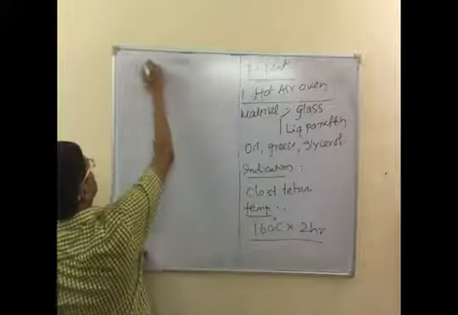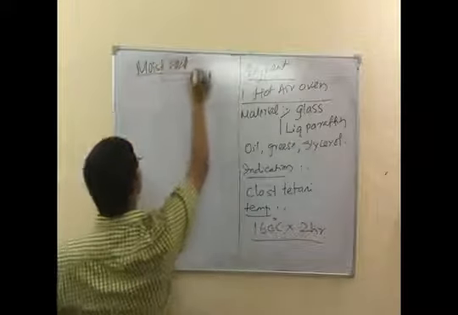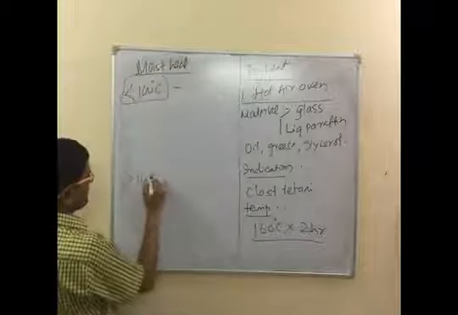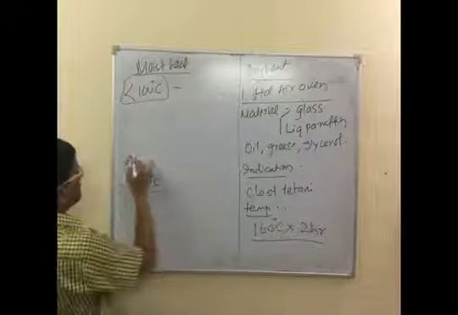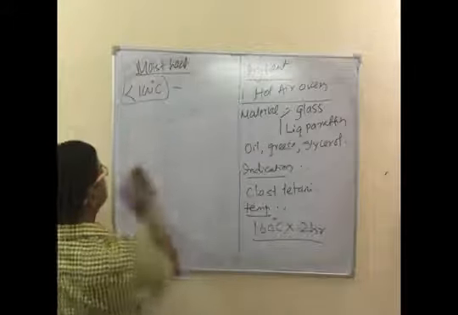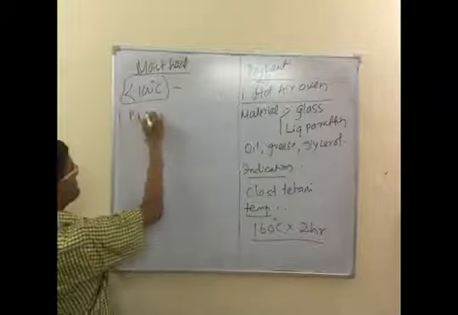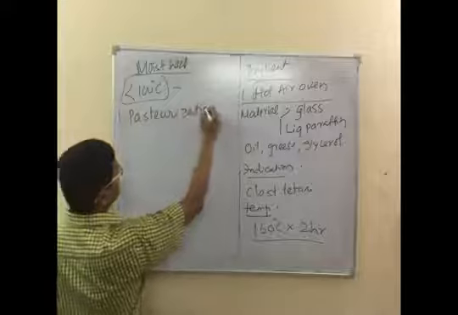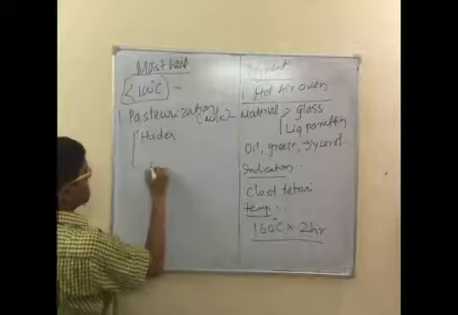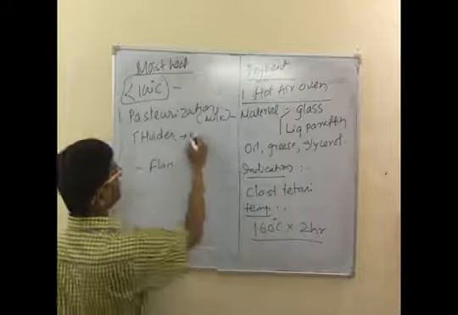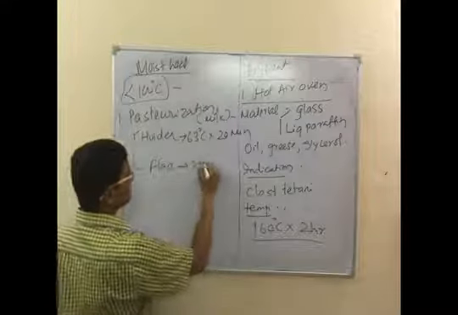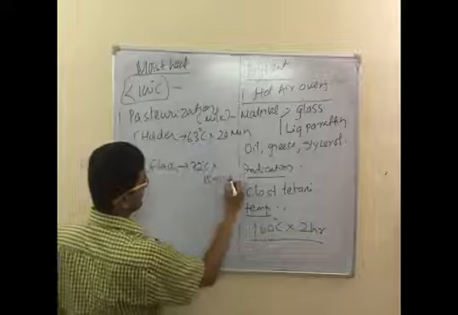Coming to various methods of moist heat. Moist heat could be at less than 100 degrees centigrade, at 100 degrees centigrade, and more than 100 degrees centigrade. Okay? Less than 100 degrees centigrade, the various methods are, first, pasteurization. Pasteurization is usually done for milk. There are two methods, the Holder method and the flash method. The Holder method provides a temperature of 63 degrees centigrade for 20 minutes, whereas the flash method is 72 degrees centigrade for 15 to 20 seconds.